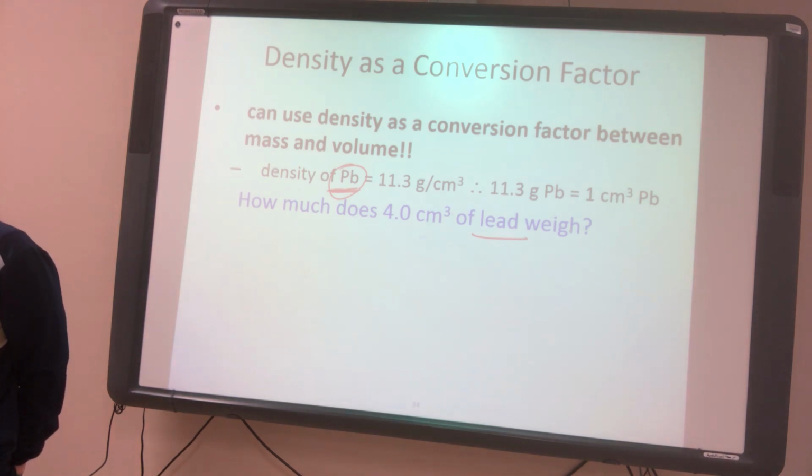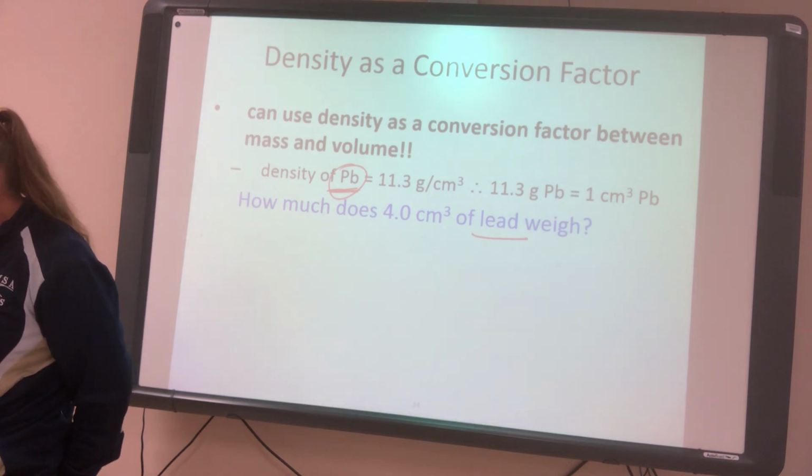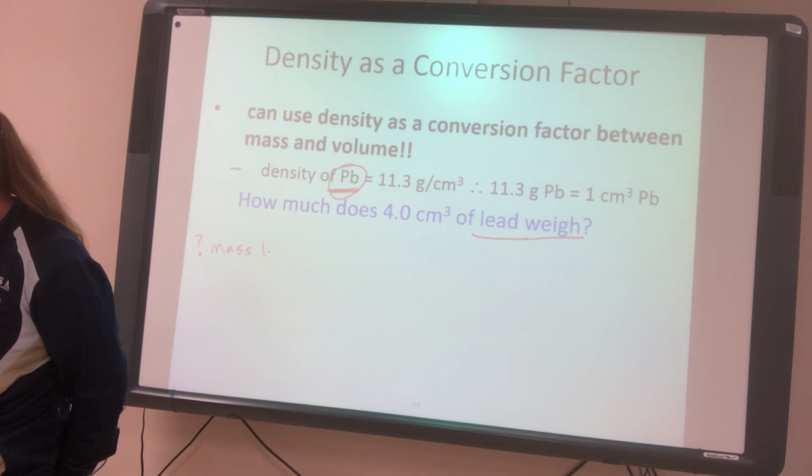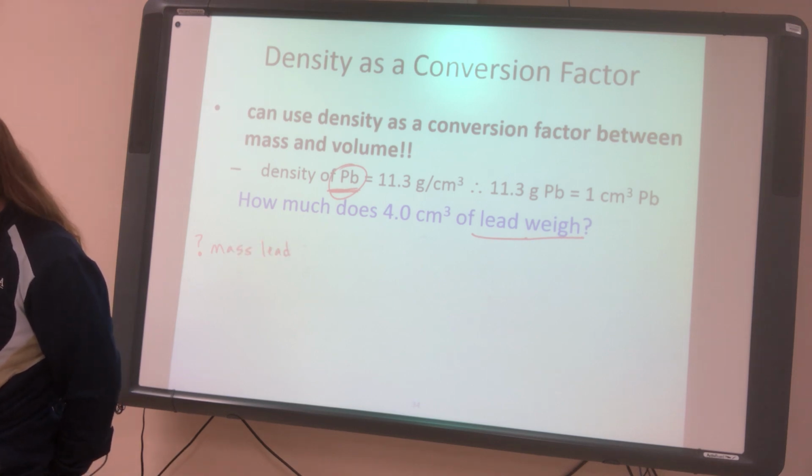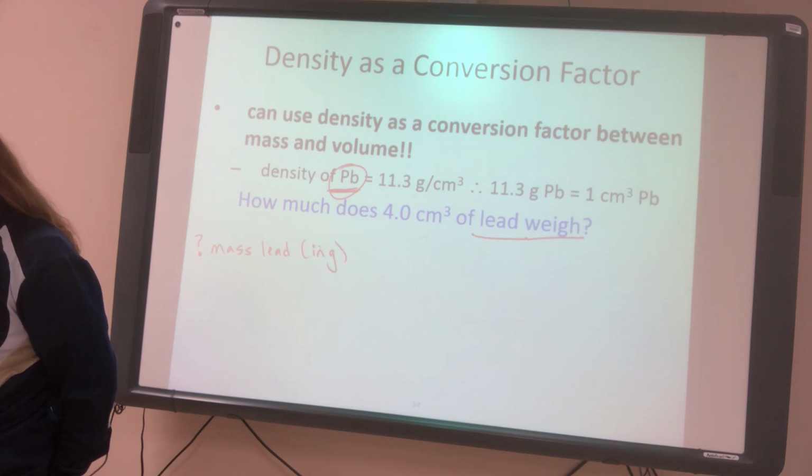So what am I looking for? Same process every time. What am I looking for? I want to know the weight. So I want to know the mass of my lead. And I'll let you know that I want you to find this answer in grams. I'll always tell you in the problem what I want you to do.